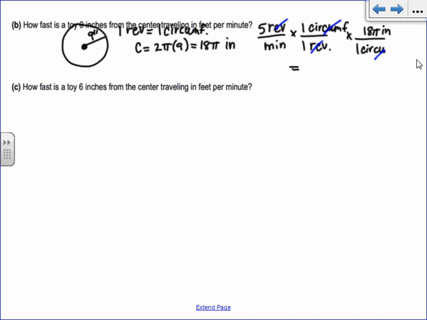So circumference. All right, and then we had 12 inches and 1 foot. Then I cancel my inches and inches. What we get is 5 times 18 pi, all divided by 12. You can reduce it a little bit: 18 and 12 reduce by 6. So 15 pi over 2 is in feet per minute.